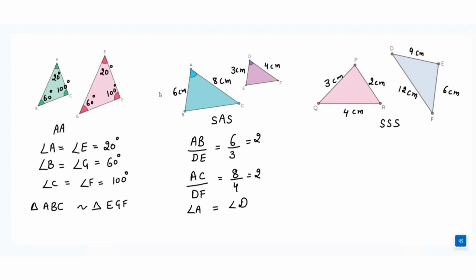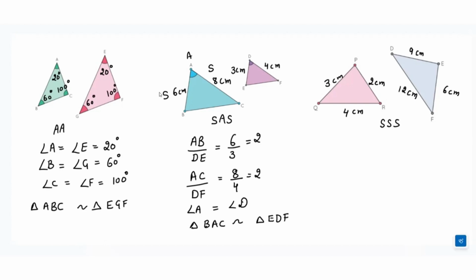So here what criteria can we use? Side, angle, side. That means the ratio of corresponding sides is equal along with one angle being equal. How many sides' ratios are equal? Two corresponding sides' ratios are equal. So according to SAS, we can say that these two triangles are similar. So we can write here triangle BAC is similar to triangle EDF.